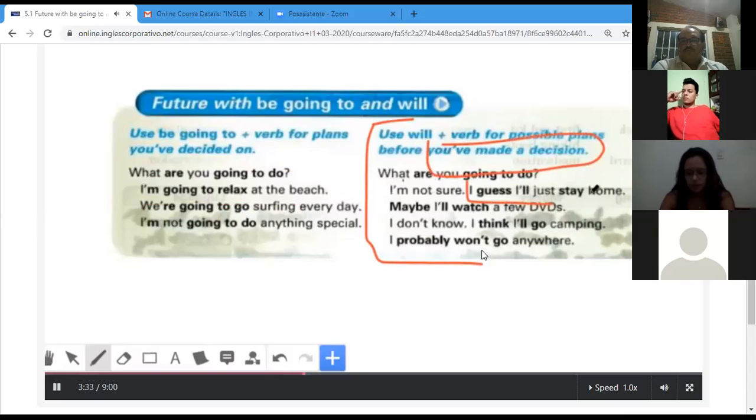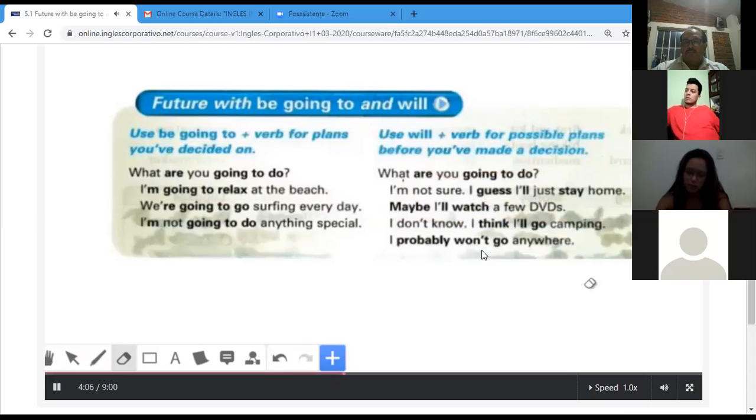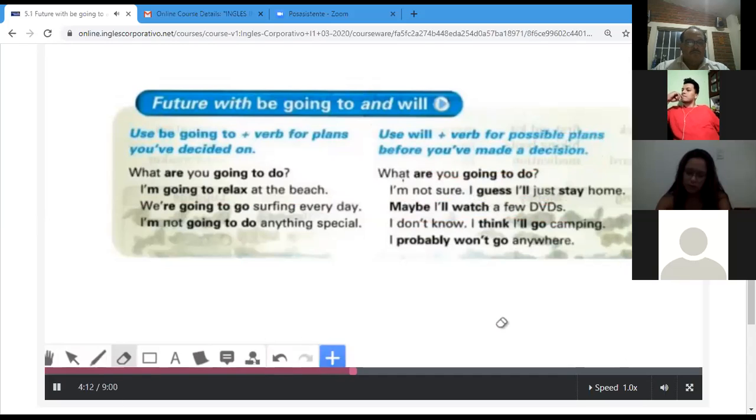I guess I'll just stay home. These are the examples here in the book, but going back to our example about vacations, I guess I'll travel, but I'm not sure where. Maybe I'll go somewhere in Europe. I probably will go somewhere in Europe. And those are just my examples on how you will use these expressions. But the idea here is that if you're thinking about something that you're not sure about whether that will happen or not, then you're going to use these expressions towards the right. And that's the difference that we're going to learn in this particular class.